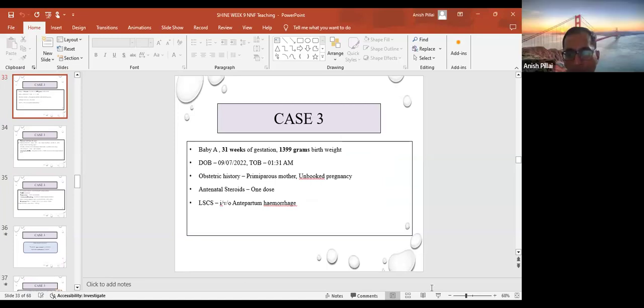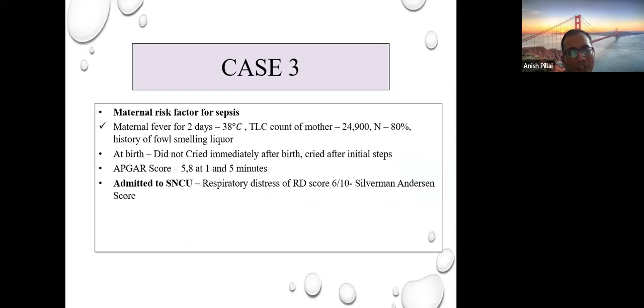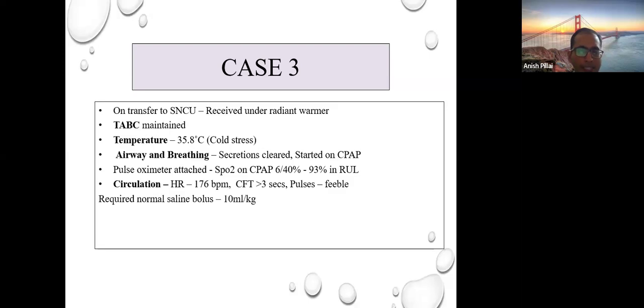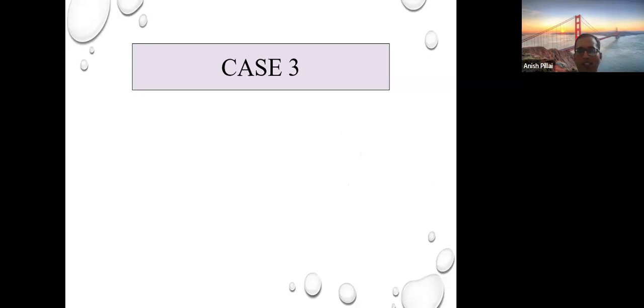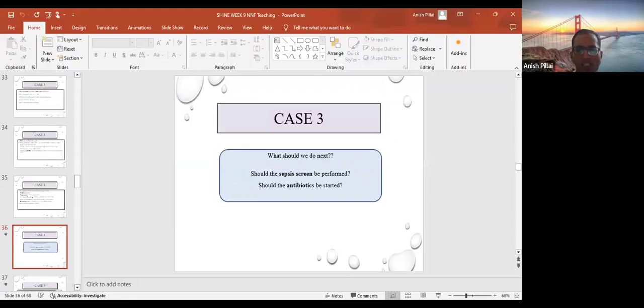So this is a 31 weeker baby, 1399 grams at birth. This section was done for antepartum hemorrhage. Mother had fever for 2 days, high TLC count, 80% neutrophils, and foul smelling liquor. The baby did not cry after birth and had moderate distress, so RD score was 6 by 10. And in the SNCU, the baby was noted to have poor circulation, so needed a bolus. And CPAP requirement is 40% oxygen and PEEP of 6. And there is some cold stress. So the question here is: should we send a culture? Should we start antibiotics?